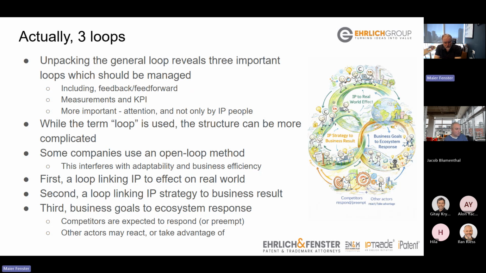The second loop links IP strategy to business result. Okay, it's not enough to have an effect on the world, it should be aligned with your strategy and so on. And the third loop has to do with your business goals and how the ecosystem responds. And we're not going to talk about that much because it's further away from IP.